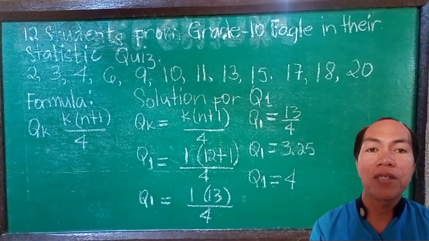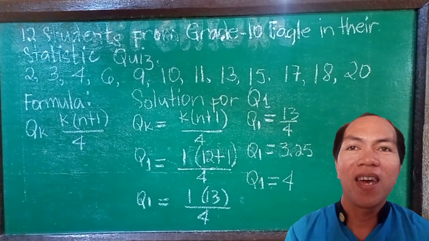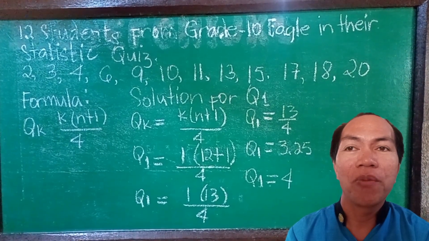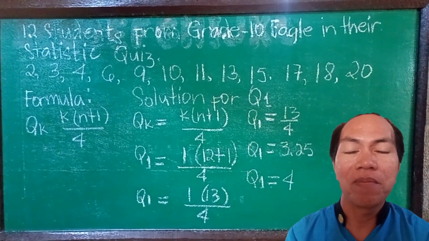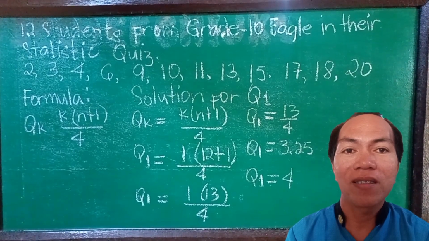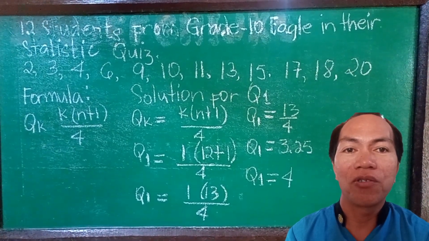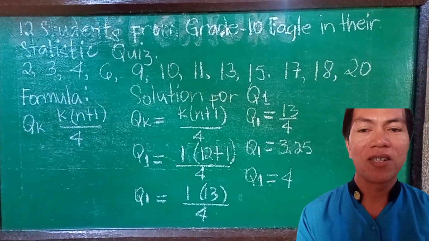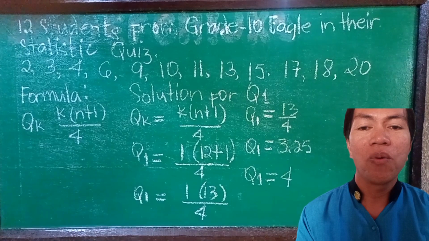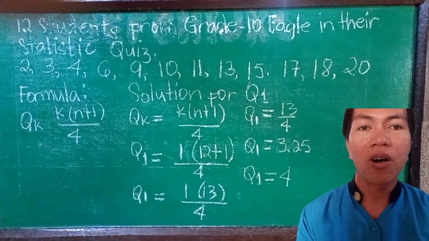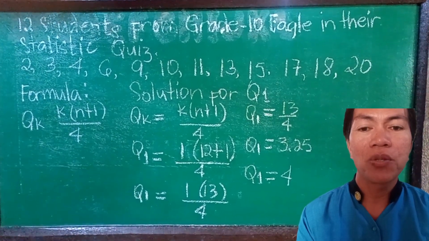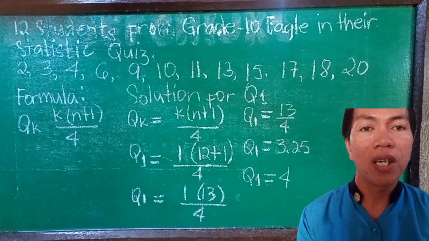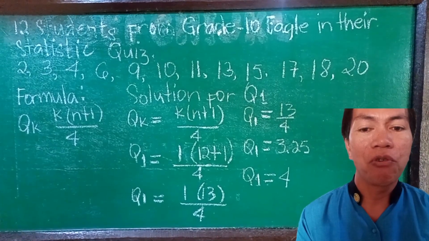Let's compute first the quartile 1. To solve the location of quartile 1, we will use the formula Qk equals k times the quantity of n plus 1 all over 4. And after this, we will be simplifying the equation. So we have Q1 equals 1 times the quantity of 12 plus 1 all over 4. So 12 plus 1 is equal to 13, and 13 times 1 is equal to 13, all over 4, or divided by 4.